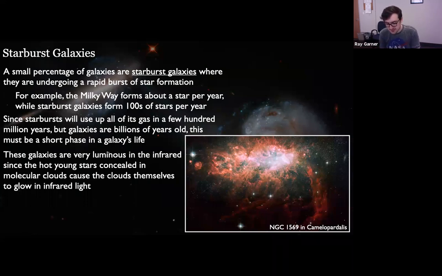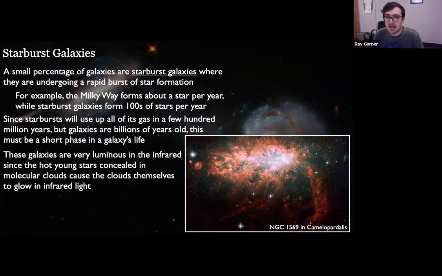Looking at the infrared allows us to see way more light than we can see in the visible thanks to that dust. So the infrared output is usually around 1 trillion times that of our sun. Compare that to the visible output of around 10 billion times the luminosity of our sun. So looking at infrared actually makes them appear 100 times brighter in infrared light than in visible light.